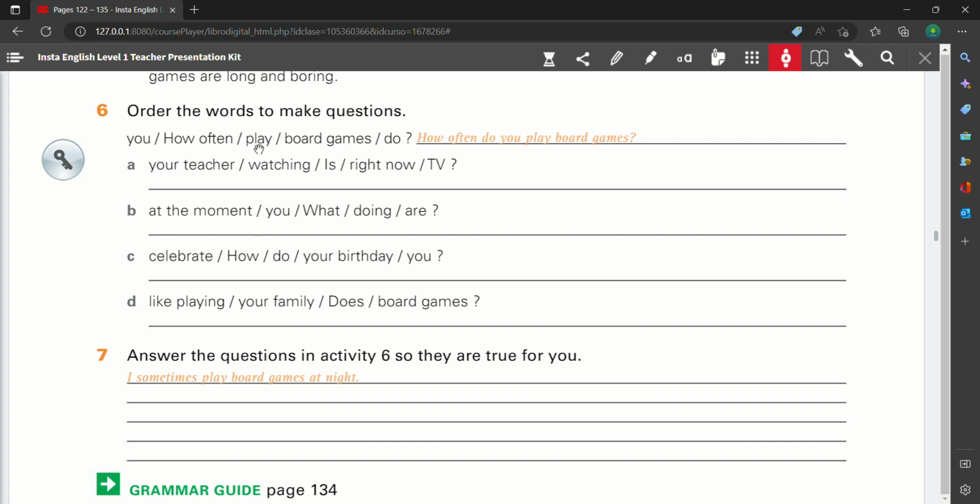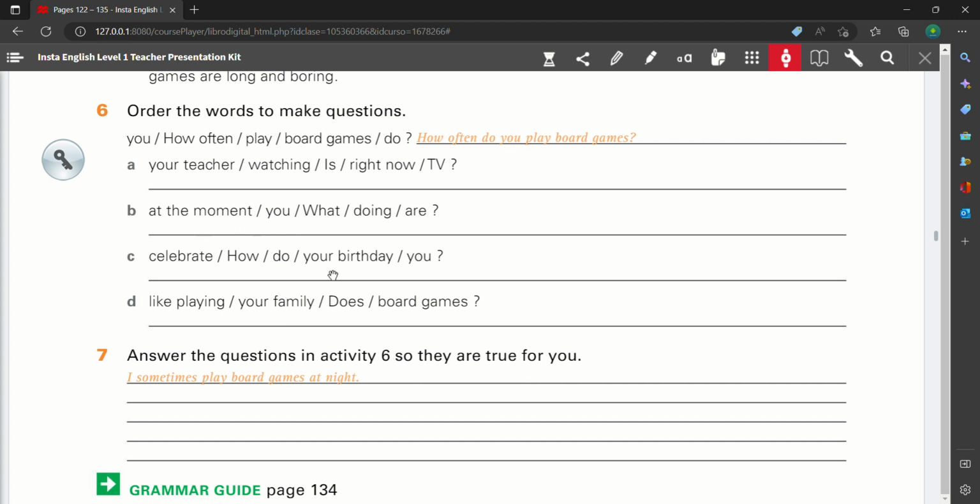You how often play board games do? How often do you play board games? Your teacher watching is right now TV. Is your teacher watching TV right now? At the moment you what doing art. What are you doing at the moment?